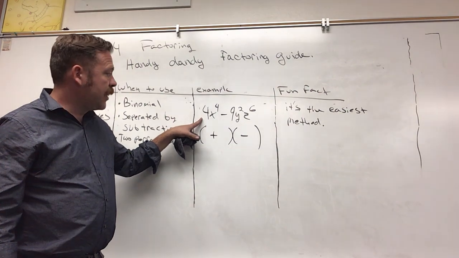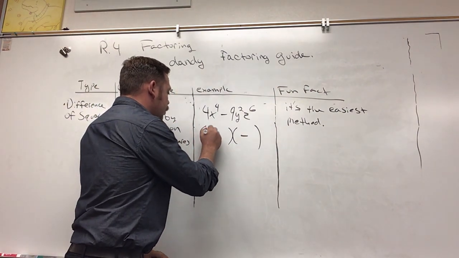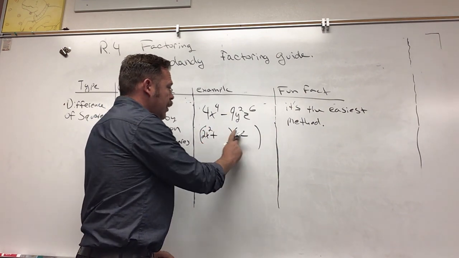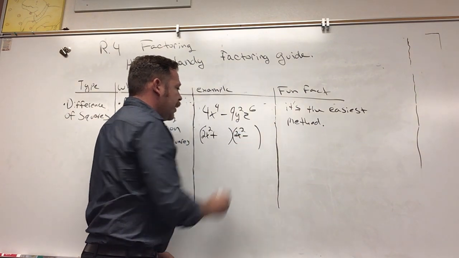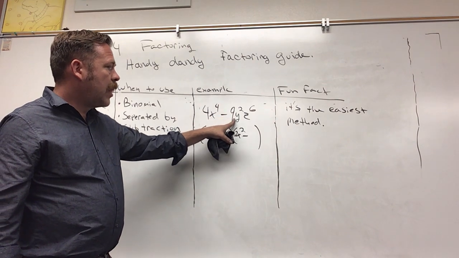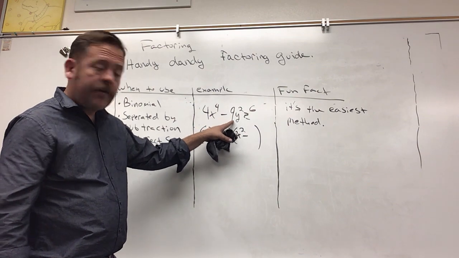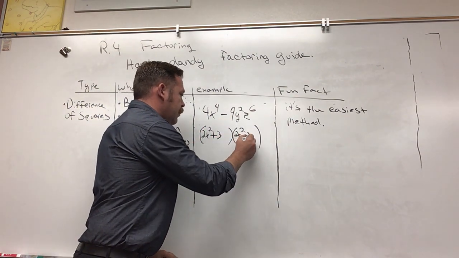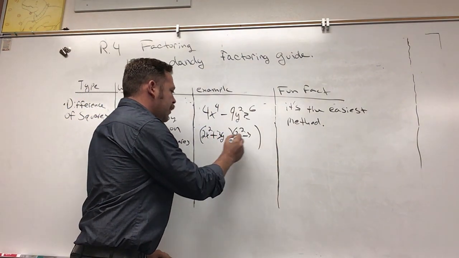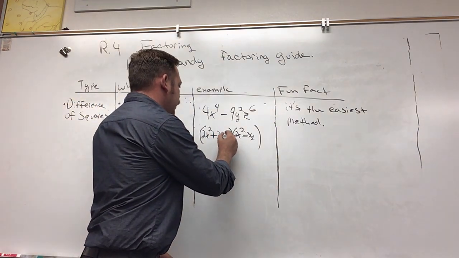Someone tell me what the square root of 4x to the fourth is. Did somebody say 2x squared? So that's going to go here in this first factor for the first term, and then the same 2x squared here. Now what's the square root of 9y squared z to the sixth? Take it step by step. First 9. What's the square root of 9? Yep, 3. What's the square root of y squared? Yep, y. And what's the square root of z to the sixth? Z cubed.